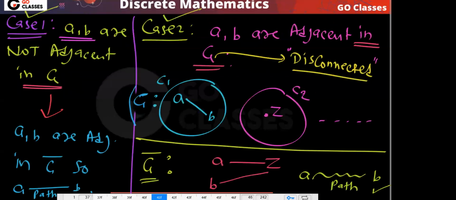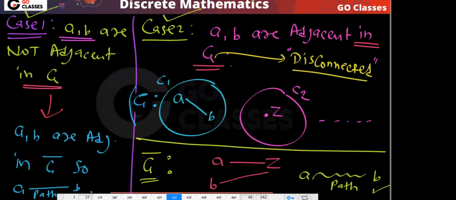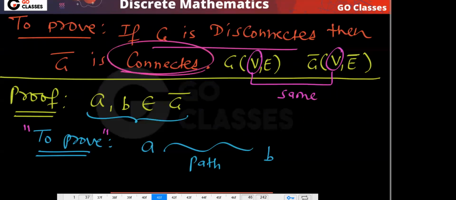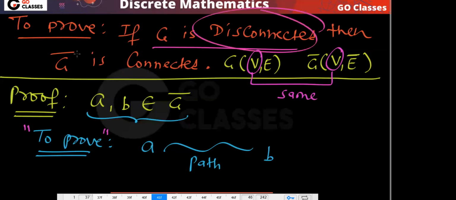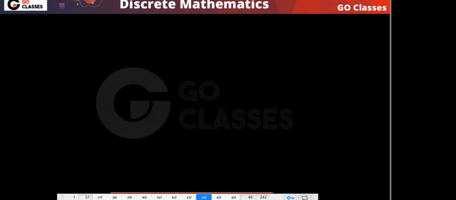How many understood this proof? This very simple, cute proof, right? I hope you are finding this very simple. Just using the definitions, nothing else. We are using the definition of connected, the definition of disconnected, and the definition of complement. These three definitions we are using. So this is a simple proof. Okay.